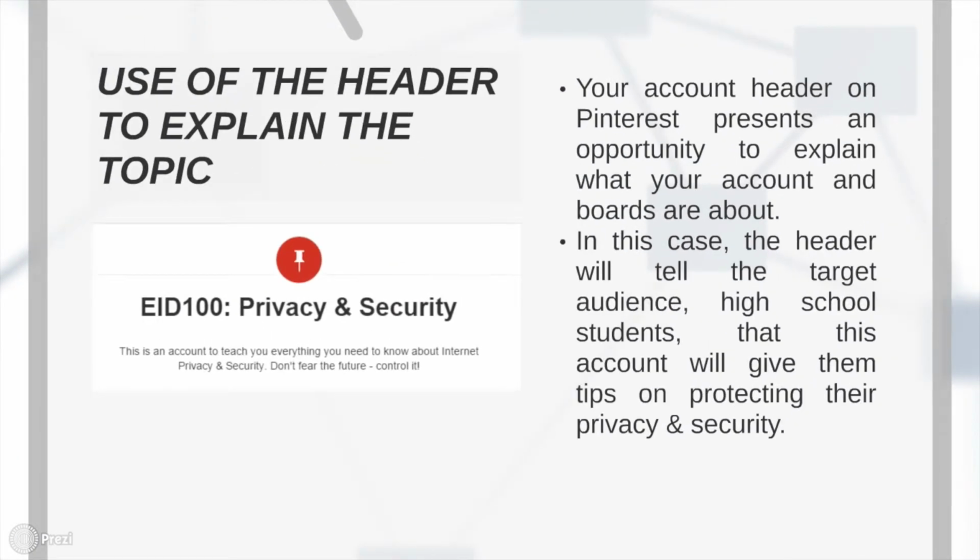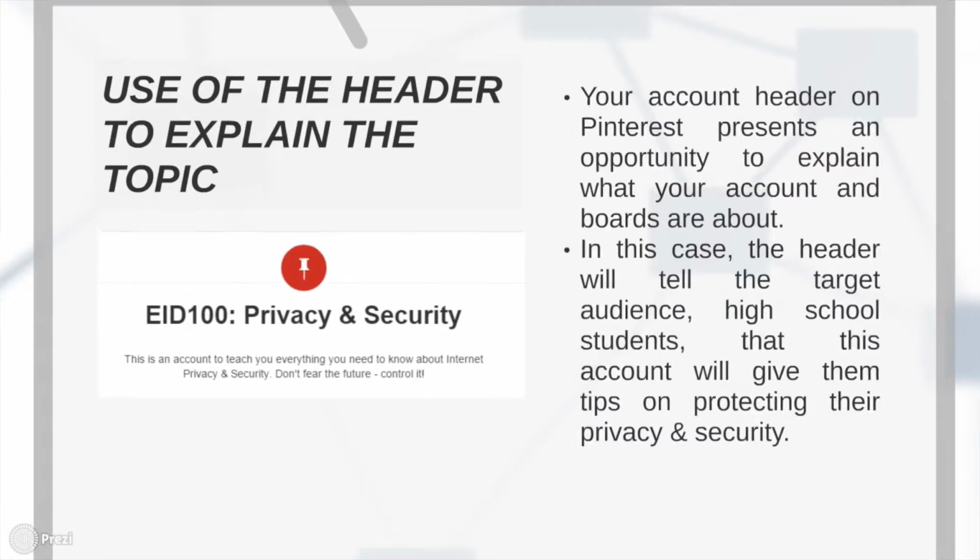The header on a Pinterest account presents an opportunity to explain what your profile is about and the types of things that will be shared. In this case, the header will tell the target audience, high school students, that the account will teach them everything about internet privacy and security and establish that all posts will be related to this topic.